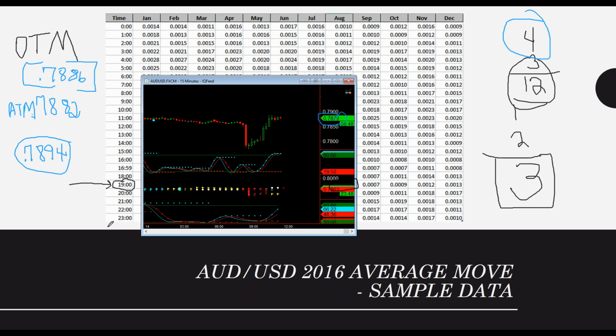Does everybody understand that now? Now, the opposite of that is the short. Let's say that my bias was to the short side. Again, using the at the money, which is 78.82, the out of the money for a short position would be 78.78. And then if I went in this direction, I know that price would need to get down to 78.70 for the potential for my profit target to be filled.